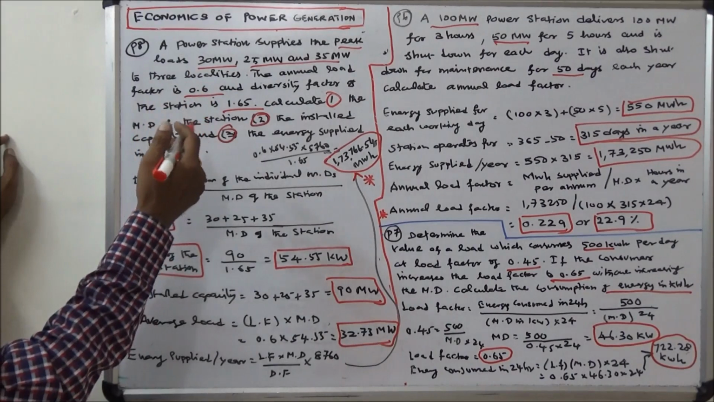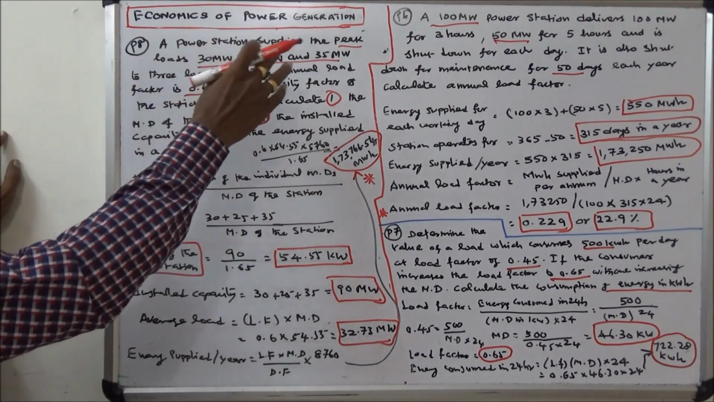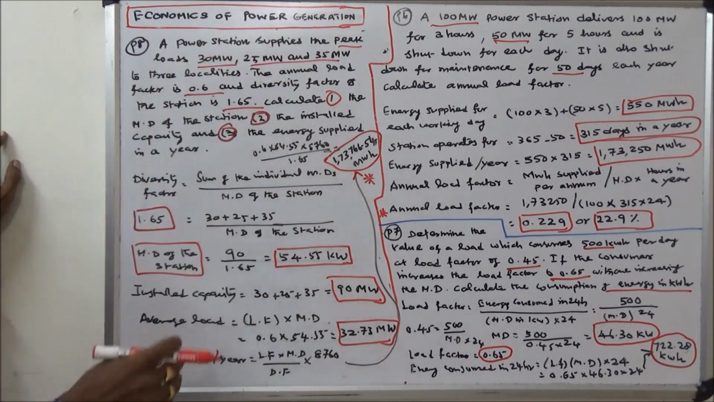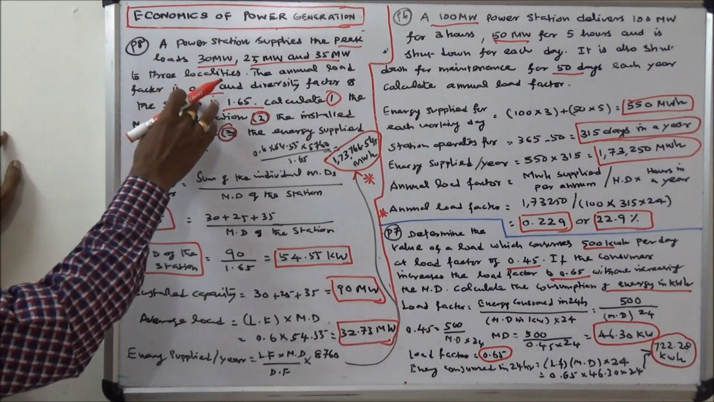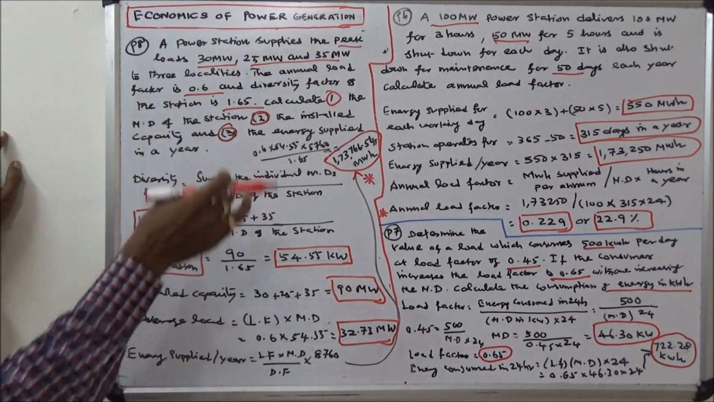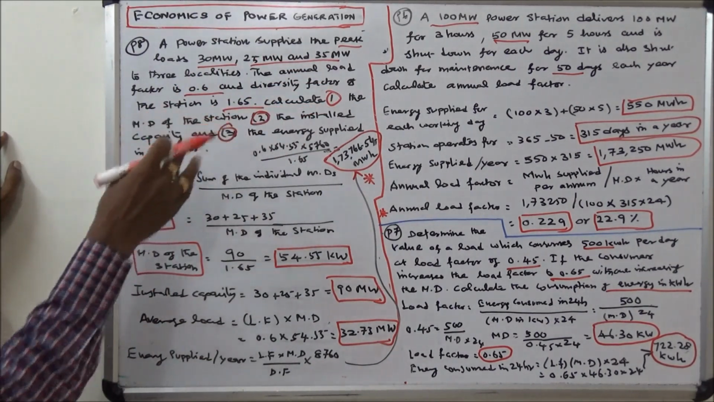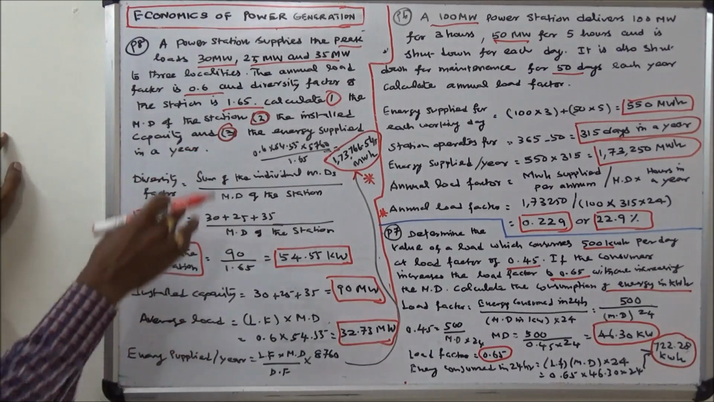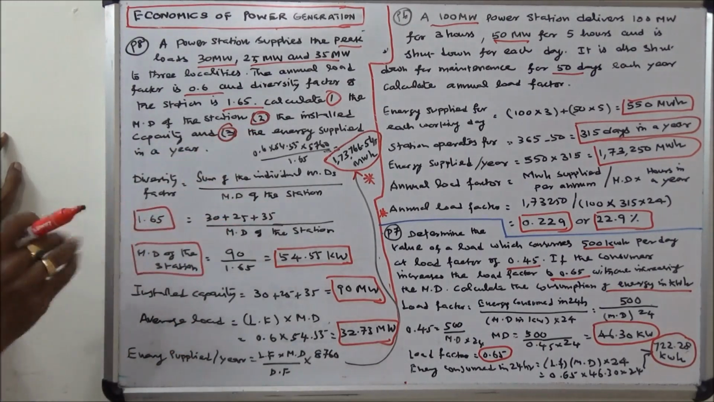Last problem. A power station supplies the peak loads 30 megawatts, 25 megawatts and 35 megawatts to 3 localities. The annual load factor is 0.6 and diversity factor of the station is 1.65. The question is, calculate number 1, the maximum demand of the station, number 2, the installed capacity of the station, number 3, the energy supplied in a year.